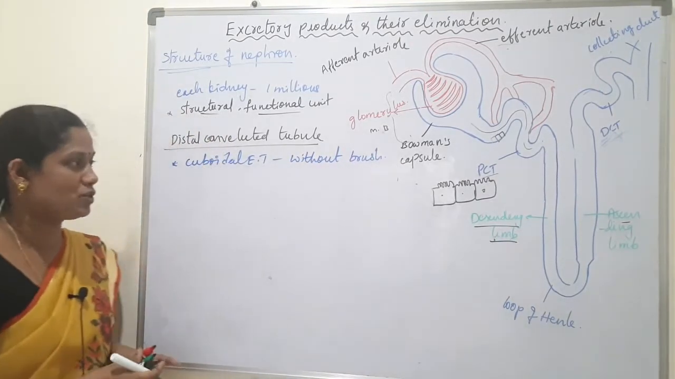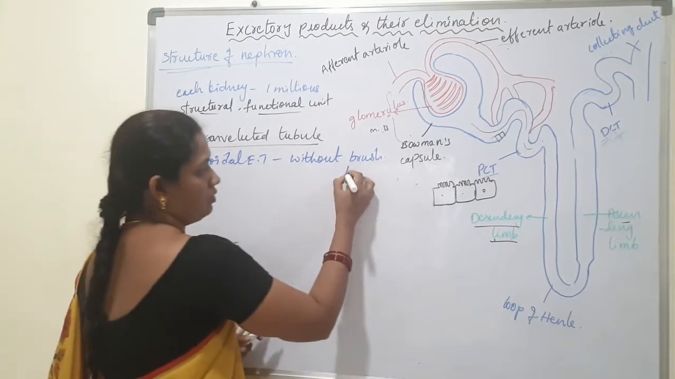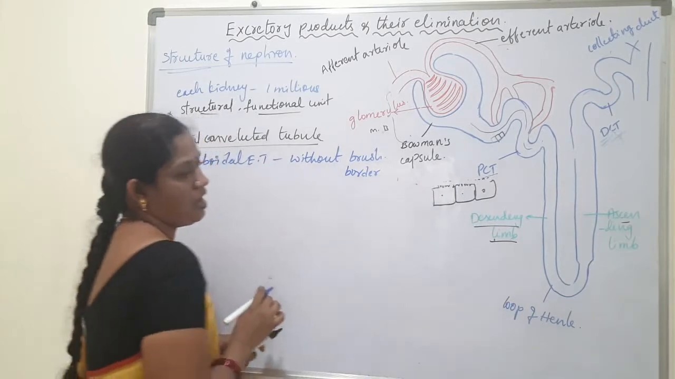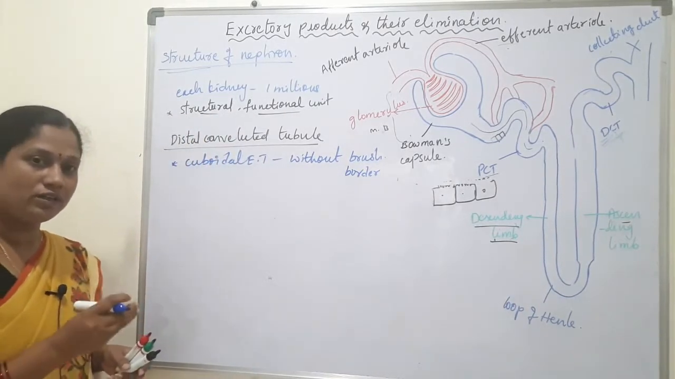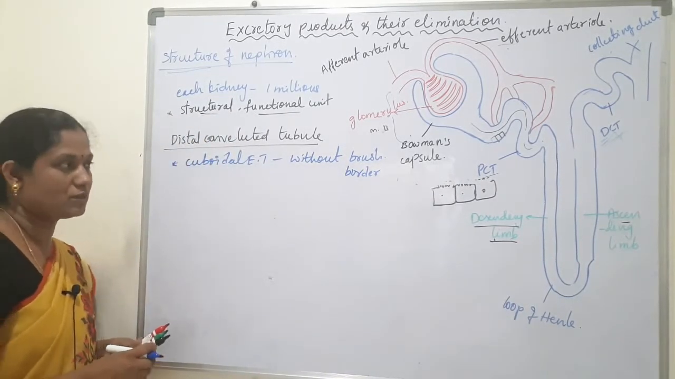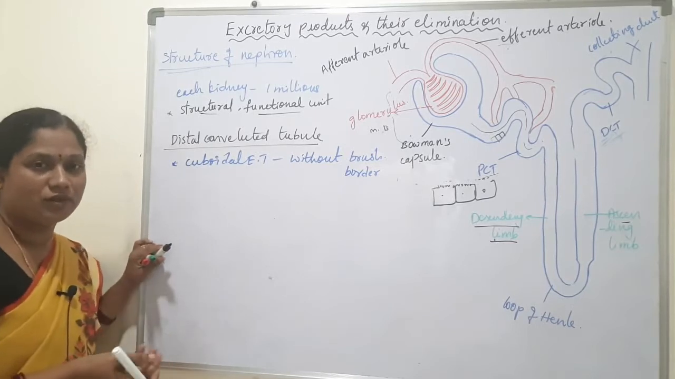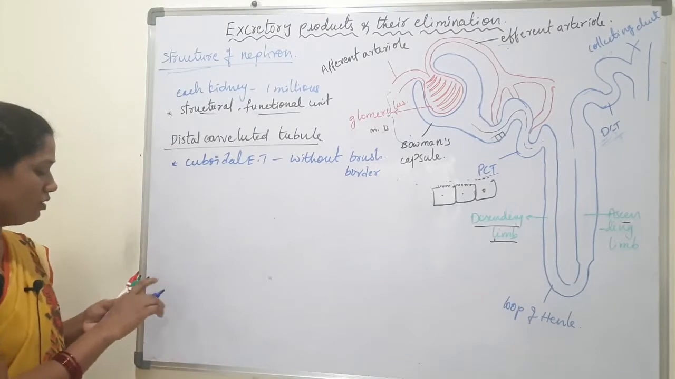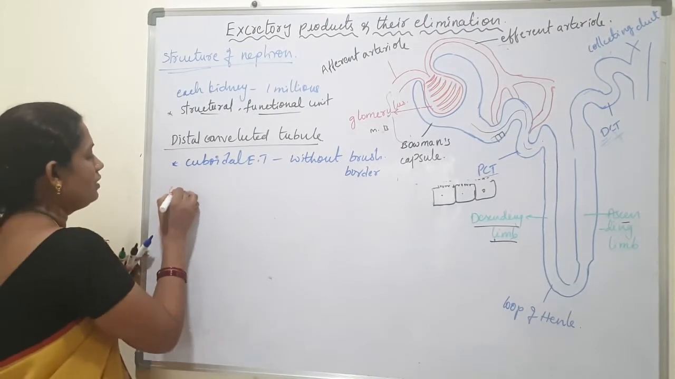Without brush border, which means the microvilli are absent. Here only less reabsorption takes place. So that's why fewer mitochondria are present here. Okay, next, the collecting duct.